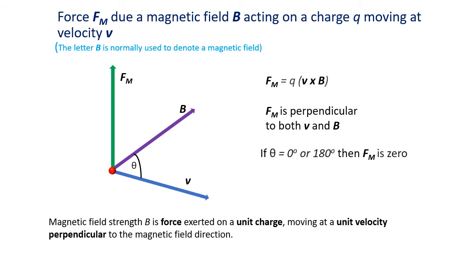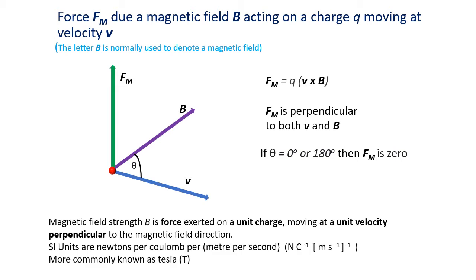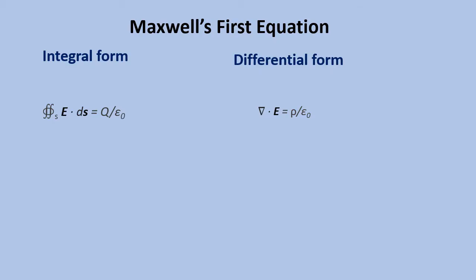The magnetic field strength is defined as the force exerted per unit charge moving at a unit velocity perpendicular to the field direction, and the units would be newtons per coulomb per meter per second, but this is more commonly known as Tesla. Okay, we can now go on to Maxwell's equations.